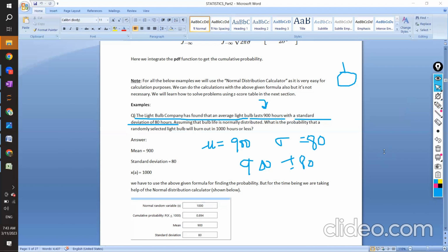So the range is, what is 900 plus 80? 980. And what is 900 minus 80? 820. So the minimum could be 820, the maximum could be 980, but the mean, the average, is 900. That's how we need to present it. We will say it is 900, but with a standard deviation of 80. That means 80 hours it could be more, 80 hours it could be less.